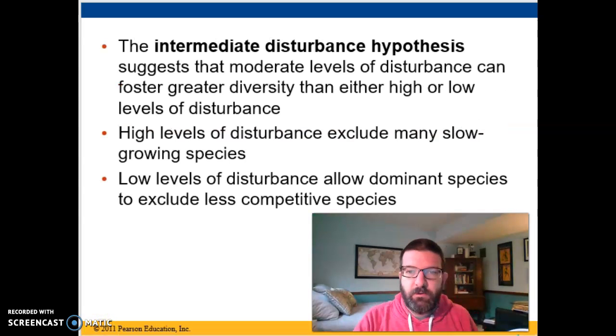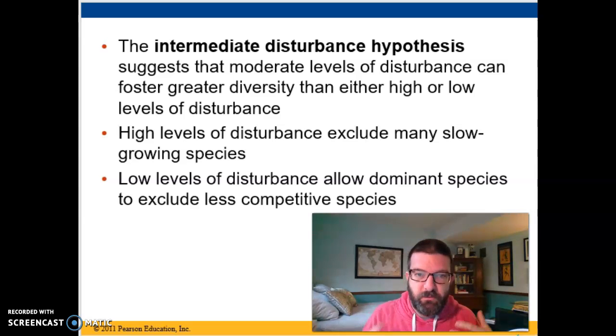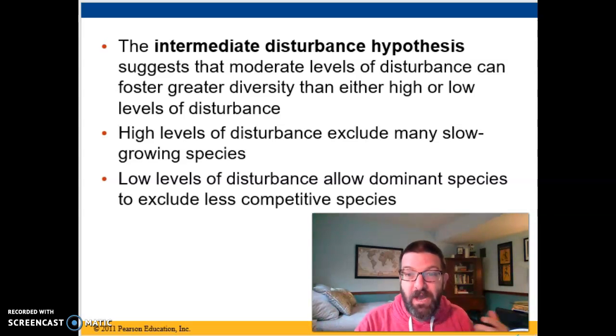so much decimate them. And in recent decades, the intermediate disturbance hypothesis has been put forward, which suggests that moderate levels of disturbance, right, not super intense, but moderate levels of disturbance in intensity and frequency can foster greater diversity than either high or low levels of disturbance, right? Obviously, high levels of disturbance can be bad for biodiversity because you kill everything off, right? It's hard to come back from that.